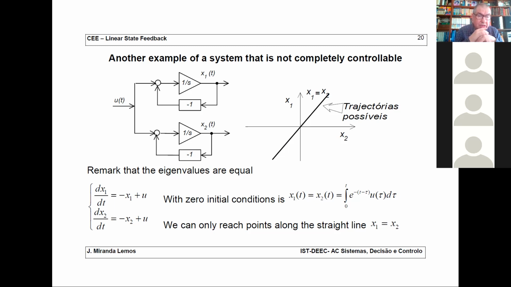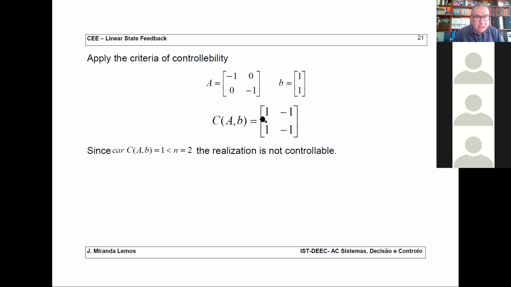Let me just conclude this example. So we have in this case two systems that are in parallel with the same function, with the same coefficient, and if I compute, in this case again, n equal to 2, so I have B, I have AB, and the column number 1 is proportional to the column number 2. You multiply by -1, so the rank here is 1, so the system is not completely controllable.